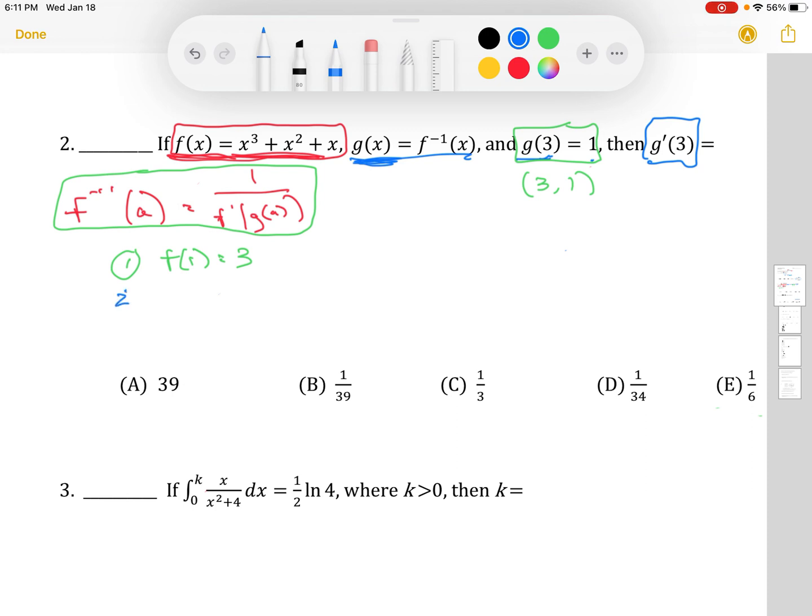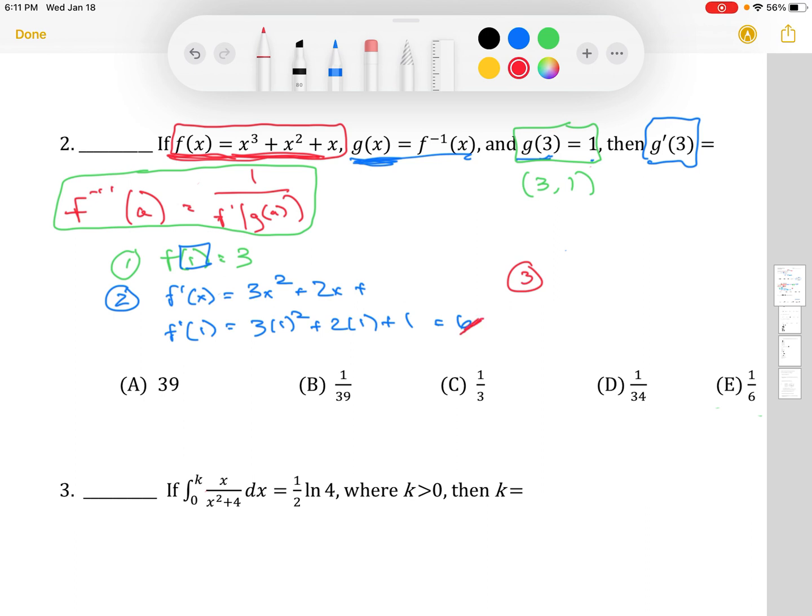Step 2 would be to find f prime of x and actually plug in this number 1. The derivative function would be 3x squared plus 2x plus 1. If I plug in and find f prime of 1, I would get 3 times 1 squared plus 2 times 1 plus 1. That's 6. Step 3 to that process would be to take the reciprocal of this number, which would be 1/6. So that would be letter E.